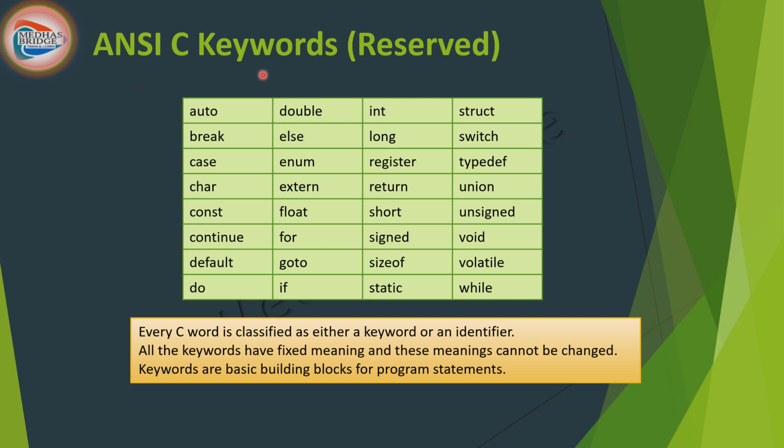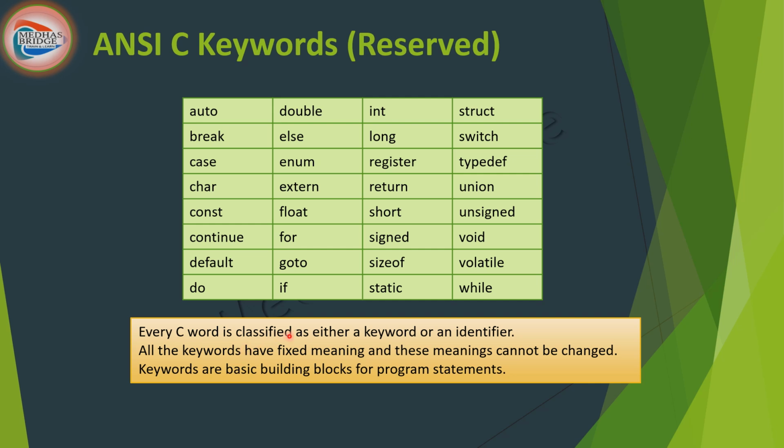Here are the ANSI keywords. I'm sure you are going to use all of them in your C programming one way or another. auto, break, case, char, const, continue, default, do, double, else, enum, extern, float, for, goto, if, int, long, register, return, short, signed, sizeof, static, struct, switch, typedef, union, unsigned, void, volatile, while.